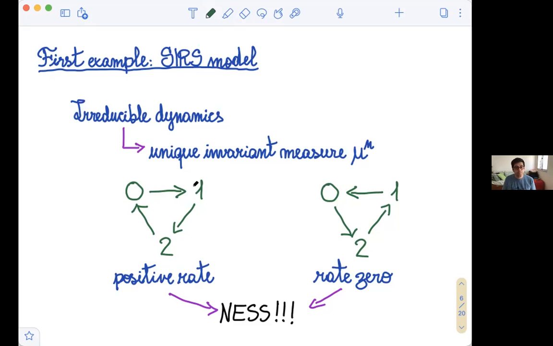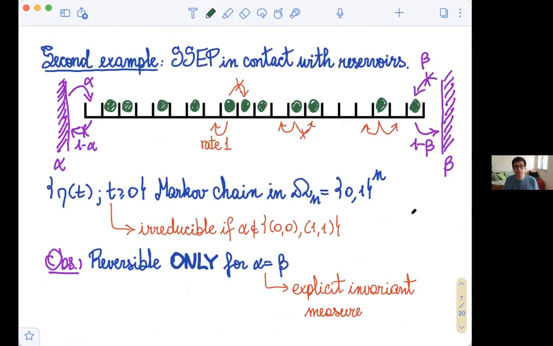So if the product of the rates of this cycle here is different from the product of the rates of this other cycle here, then the Markov chain cannot be reversible. And in that way you can check. In this case, it's very easy, because one of the cycles has positive rate, and the other cycle has rate 0.